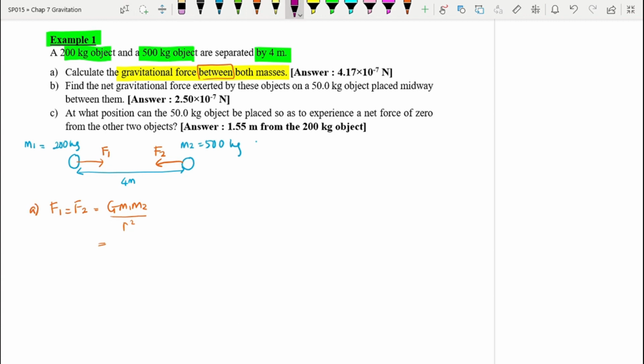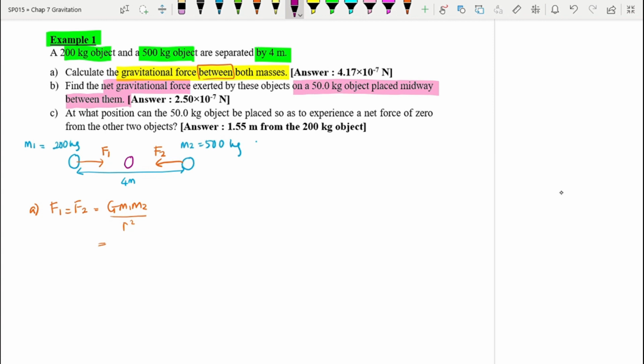Okay, so let's proceed to B. So question B, find the net gravitational force exerted by these two objects yang dimention dalam soalan tadi, on a 50 kg object placed midway between them. So ada another object that is placed midway between them. So apa itu midway? Midway maksudnya di tengah-tengah.